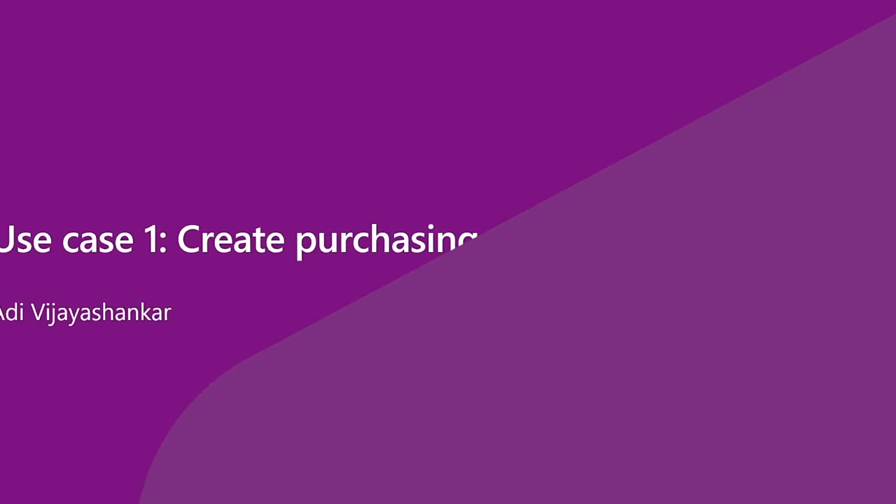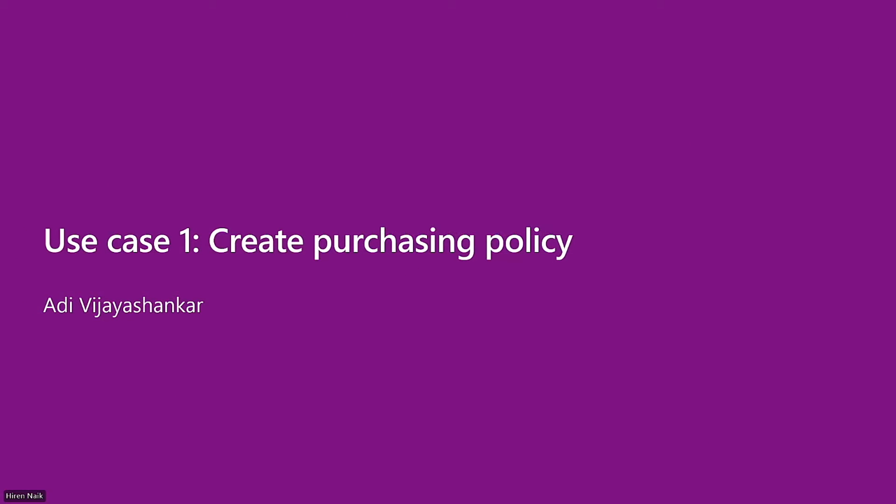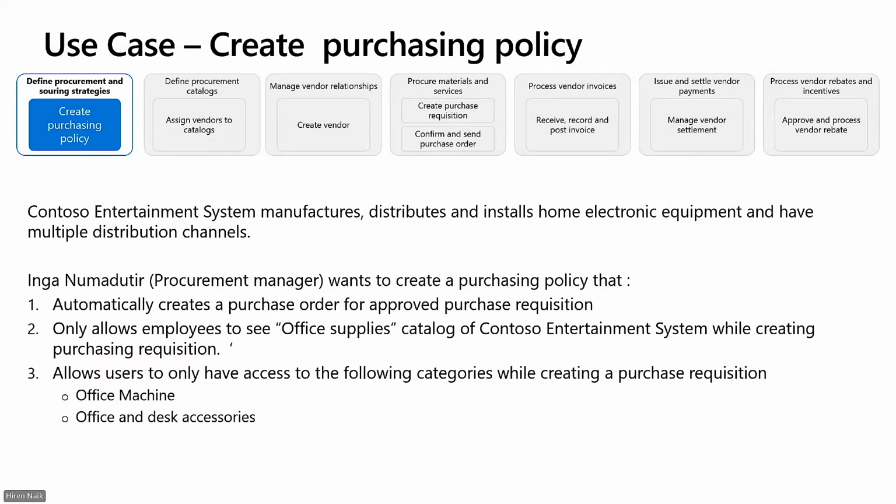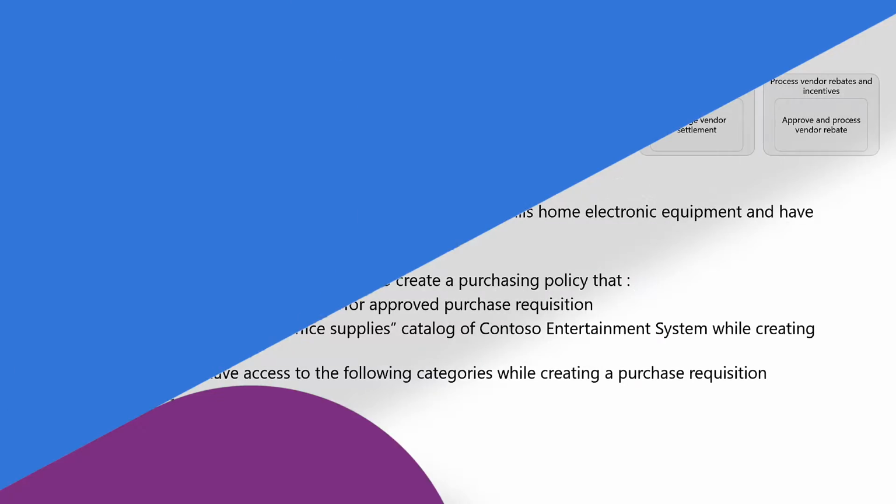Let's look into the first use case of creating purchasing policy. In Contoso Entertainment System, which manufactures, distributes, and installs home electronic equipment and has multiple distribution channels, Inga, who is a procurement manager, wants to create a purchasing policy for Contoso Entertainment System that automatically creates a purchase order for approved purchase requisition, only allows employees to see the office supplies catalog of Contoso Entertainment System while creating purchase requisition, and allows users to only have access to the following categories while creating a purchase requisition: office machines and office and desk accessories. Let's dive into the system to see how this can be set up.